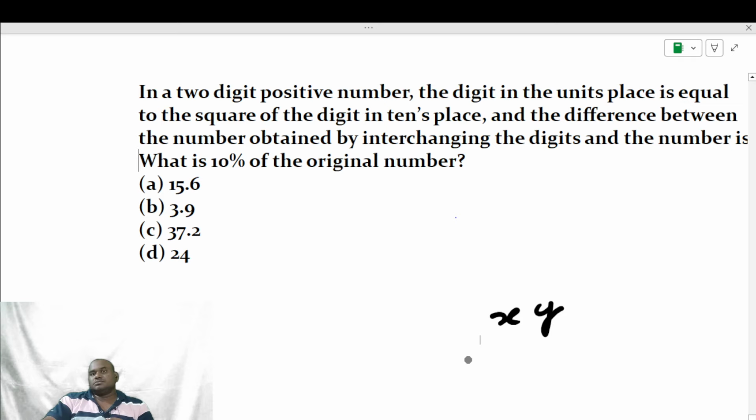Like that, how many possible numbers are there? How many possible numbers are there? x square should become equal to y. See, I'll take 24.